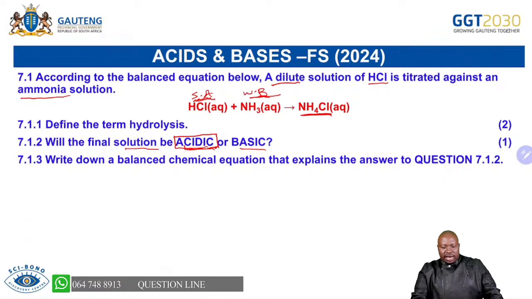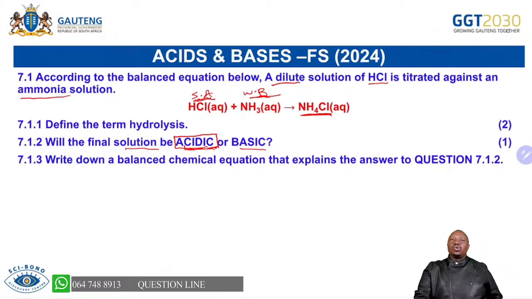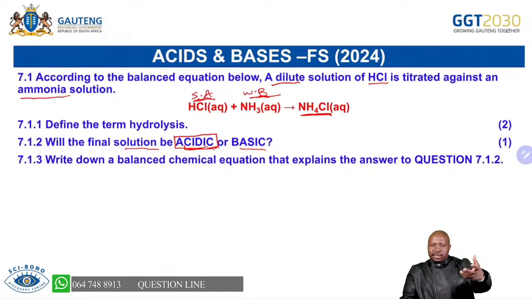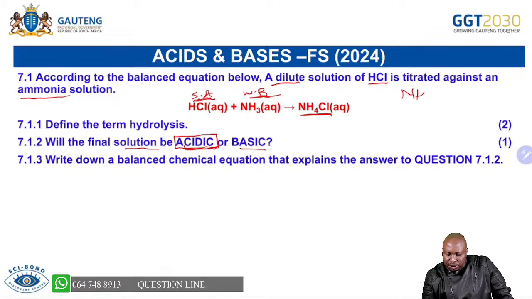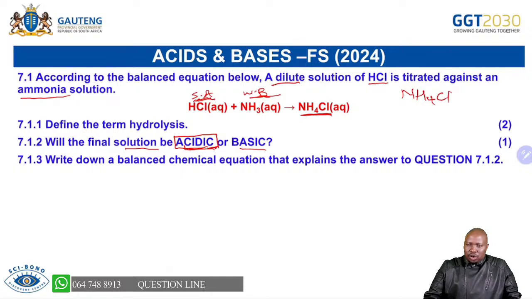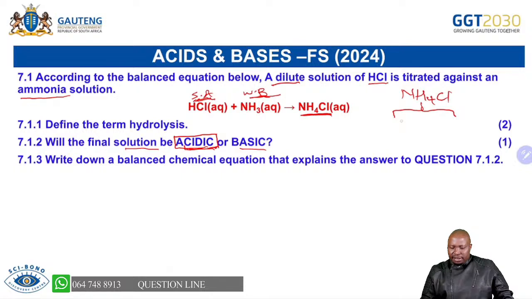Look, the next question says, write down a balanced chemical equation that explains the answer to question 7.1.2. So you said it's acidic. So how do you do that? You're going to do hydrolysis. You're going to react this salt with water. And I would like to first, before I show you how to do the hydrolysis, remind you that it is important to always have a salt, which is NH4Cl, that is your salt. The first thing you can do for this salt is to split it into ions. You split it into ions, then you will form NH4 plus and Cl minus. So you split the salt, you get NH4 plus and you get Cl minus.